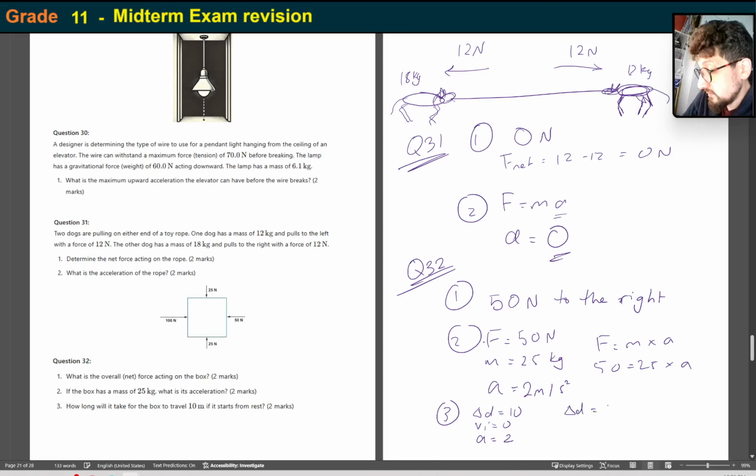Delta d equals vi t, which is 0, plus half a t squared. So it's going to equal 10, equals 0 plus half times 2 times t squared. So t is going to equal the square root of 10. Just believe me on that. Which equals 3.16 seconds. That's how long it's going to take. Okay.